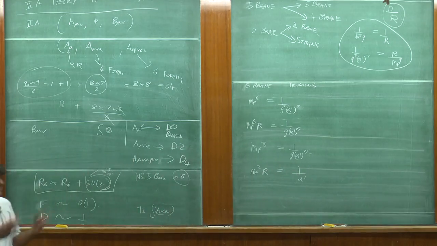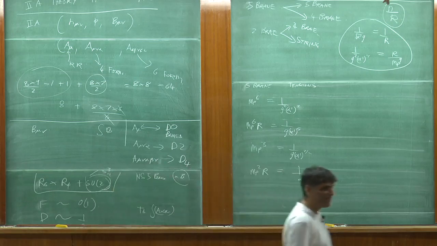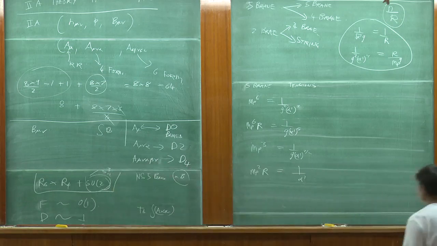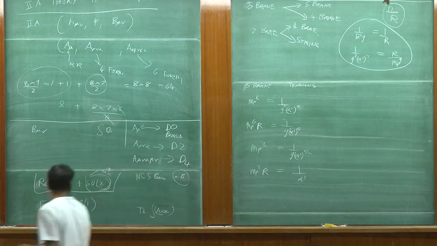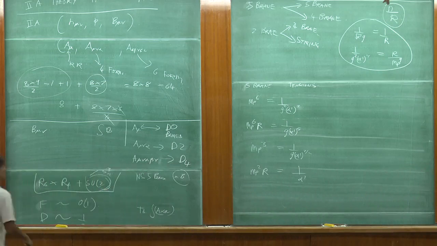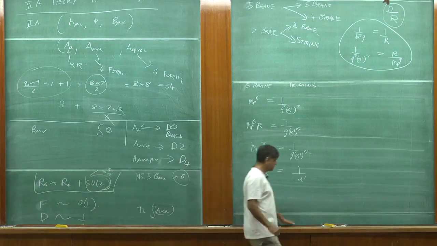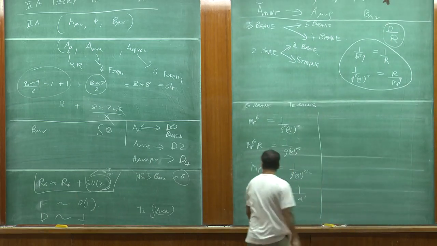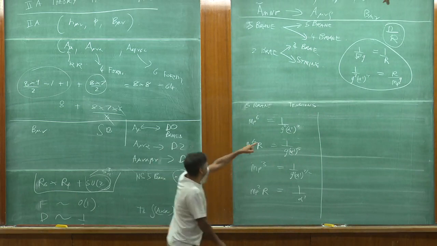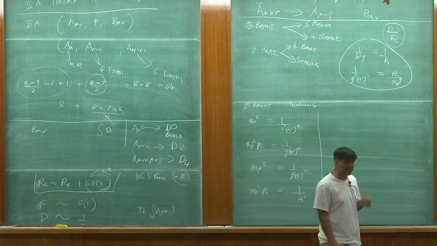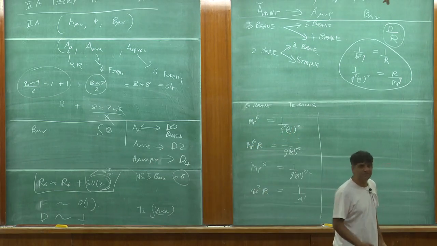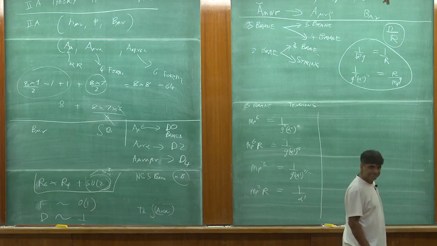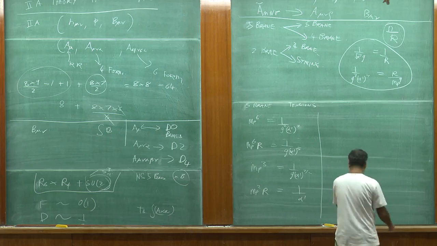Because a string has tension 1 over alpha prime. Okay, so in order to check these, I hope they're correct, we will just use those two equations to compute R and MP in terms of G string and alpha prime. Okay, so let's do that.